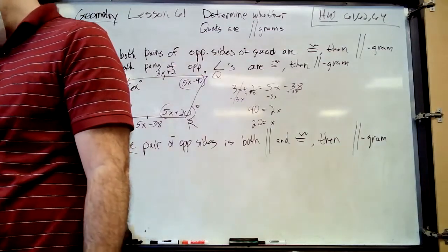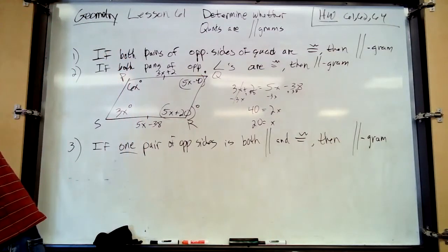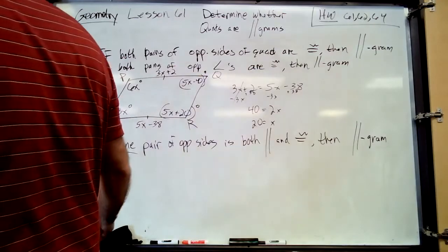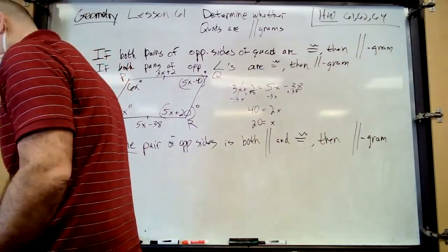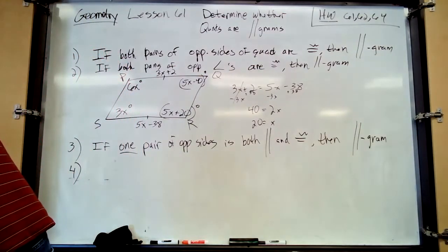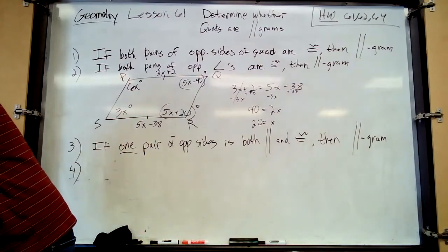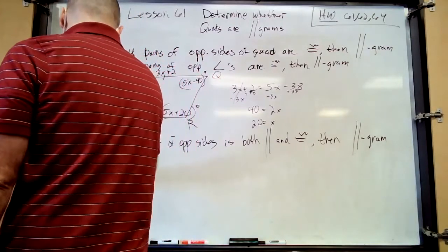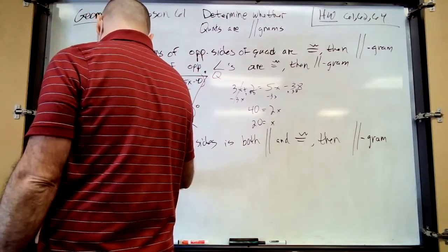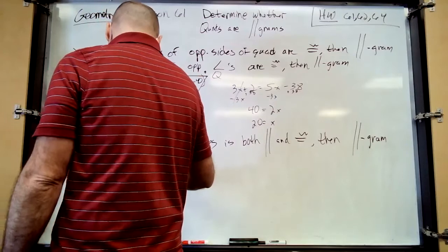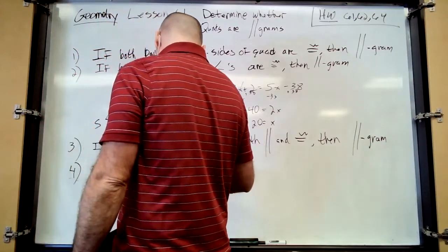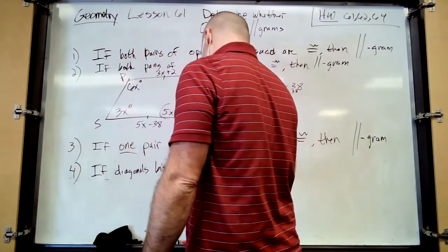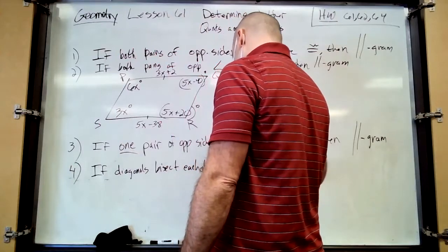Okay, I'm going to skip example 3 and move on to the next principle. Here's the next principle, number 4. If the diagonals of a quadrilateral bisect each other, then it's a parallelogram.